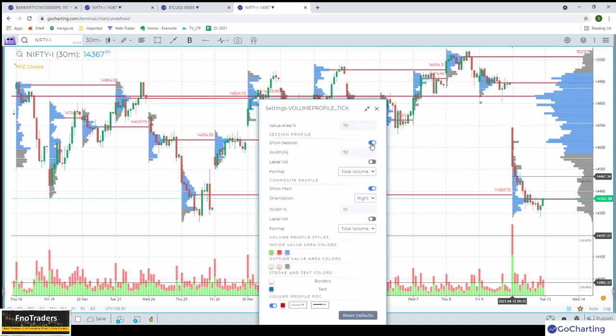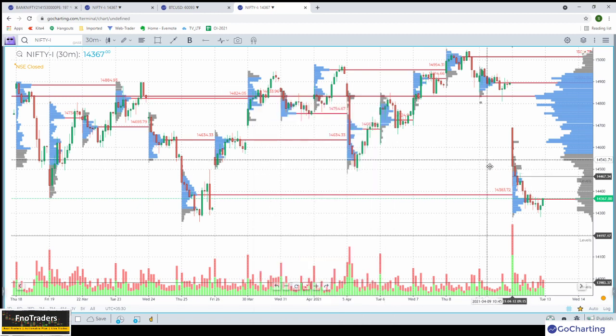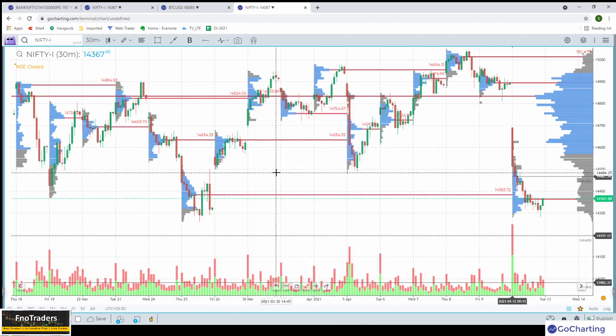So I've selected the session profile, so session profile is on. I've selected the cumulative profile, which is the sum range of all candles there, and I put the POC on, so it highlights the point of control traded, which is the most volume traded for each day. So this is the VPOC or the POC for each session, etc.